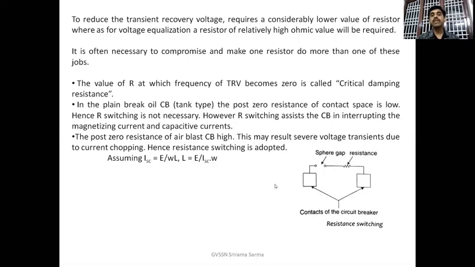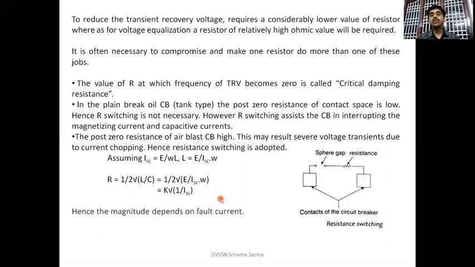So we can see, assuming ISC is equal to E by omega L, where L is equal to E by ISC into omega, we can get an expression for R is equal to 1 by 2 root L by C, that is equal to 1 by 2 into root of, if you substitute L is equal to E by ISC into omega, square root of E by ISC into omega. So you can write K into square root of 1 by ISC. Hence, magnitude depends upon the fault current. What is the resistance value you are supposed to connect in parallel with the arc path? That depends upon the fault current.